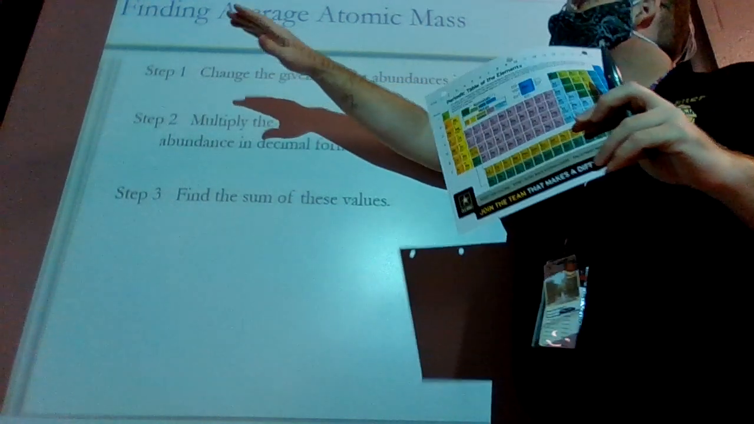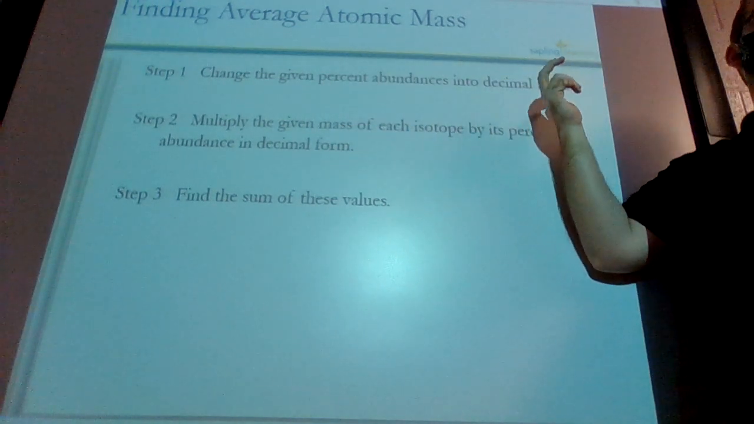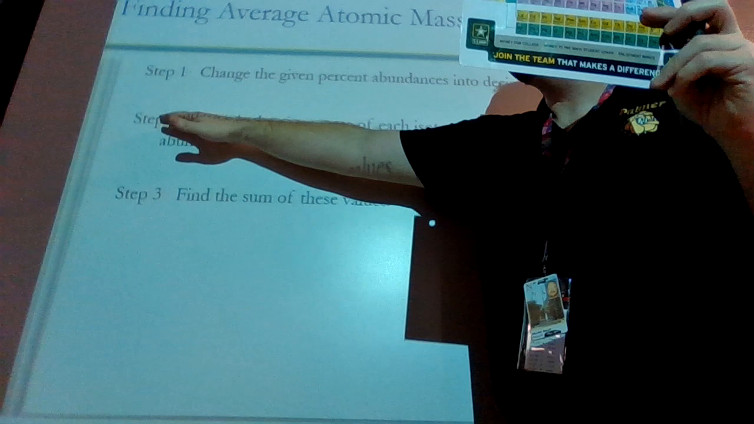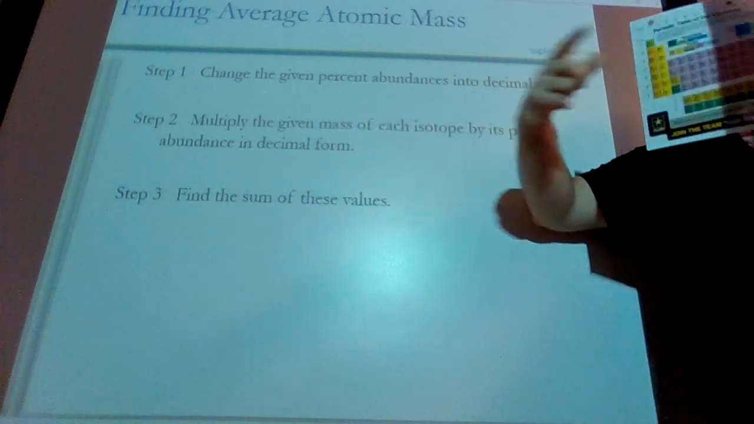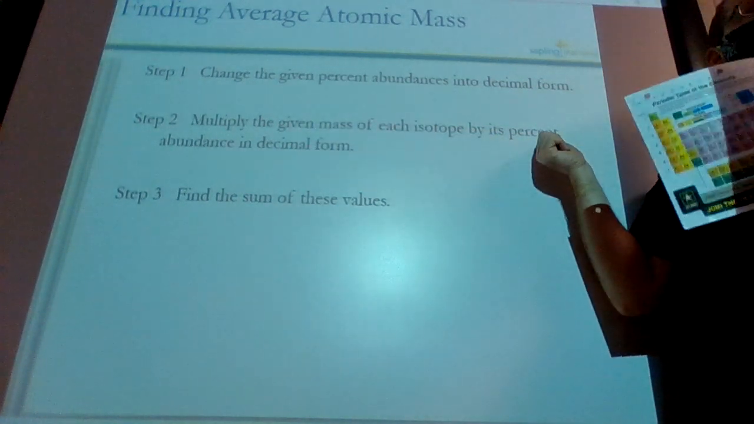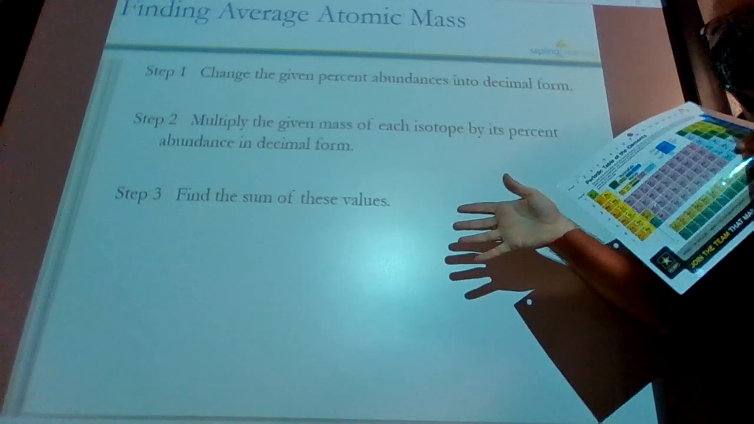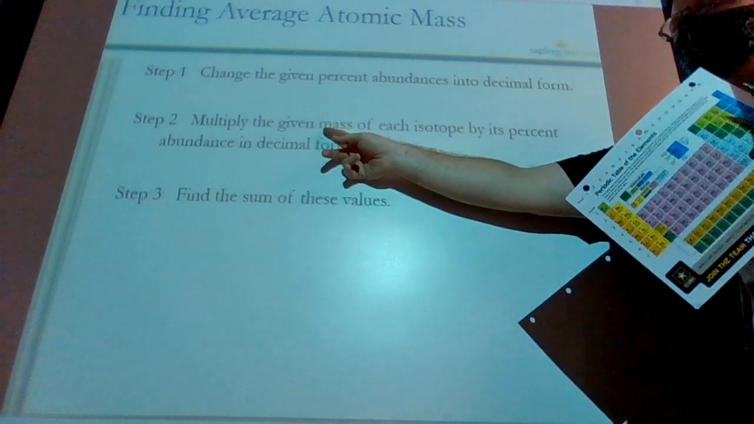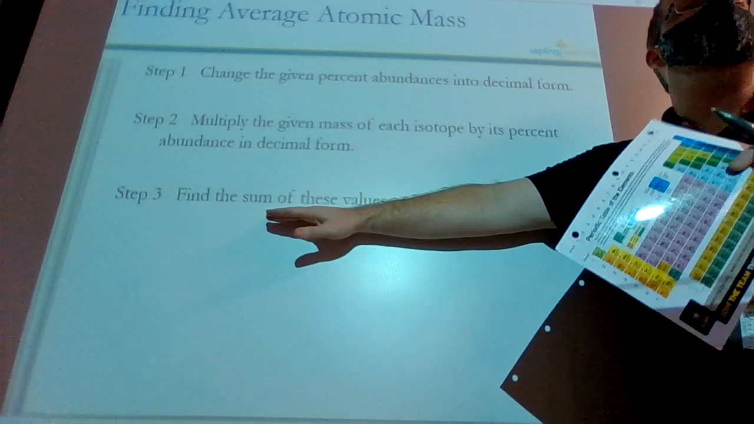So step 1, take all your percentages, move the decimal twice to the left to make it into a decimal. Step 2, you want to multiply the mass that they give you, not the one from the periodic table, but the one they give you for each of those percents that you turn into a decimal. So you're going to take the percent, turn it into a decimal, multiply it by the mass. Step 3, you're probably going to have more than one. You're going to have to add these together.